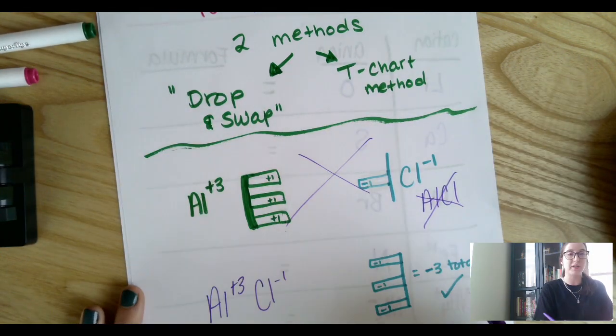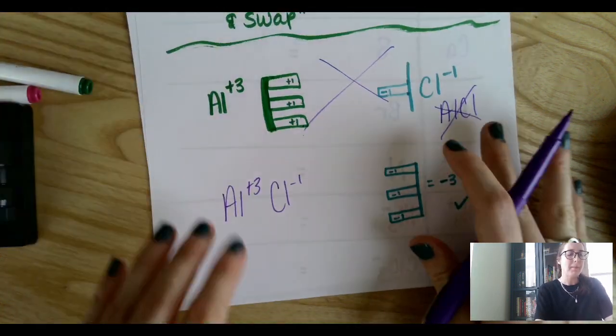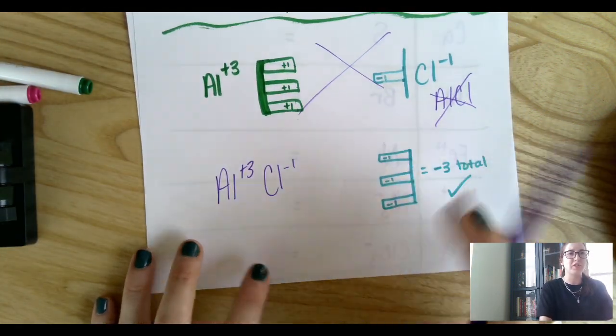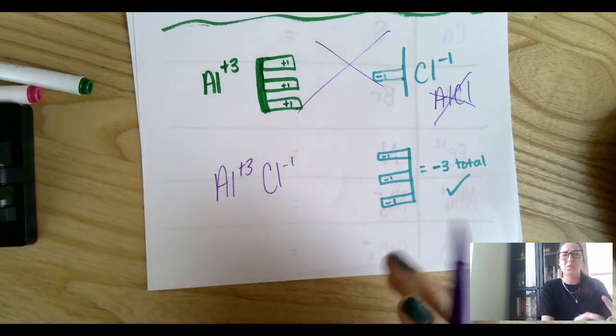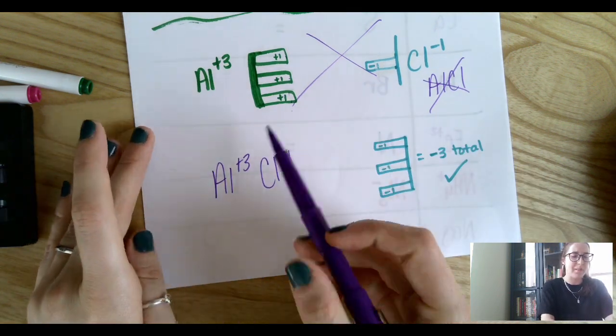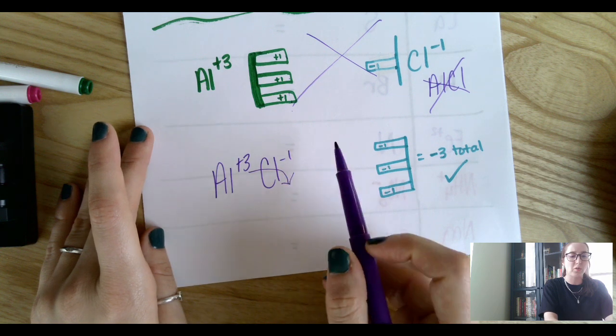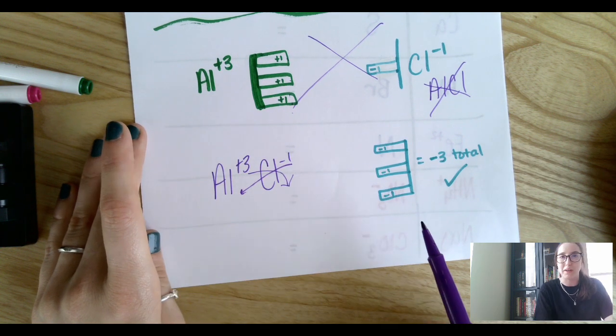So when I put these two together, if I do the drop and swap, what that's going to look like is we are going to turn these exponents, per se the charges, and don't worry about the plus or negative, that part doesn't matter, but the 3 would come down to the chlorine and the 1 would come down to the aluminum, okay?